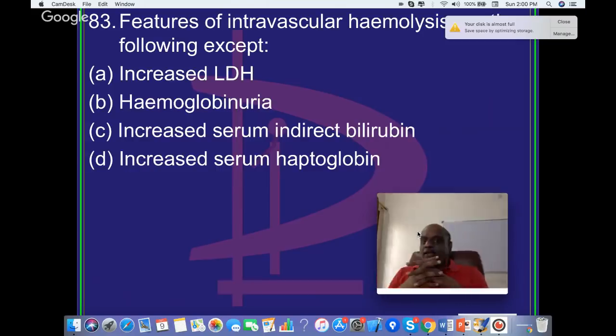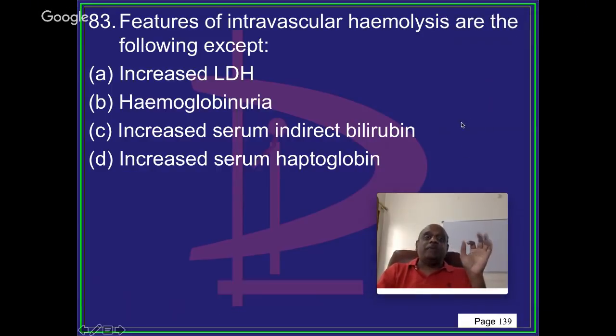Question number 83. If you get this answer wrong, the rocket will miss. Favorite question of the examiner, doctor. General medicine, Dr. Murli, students should not do it wrong. Revati, Zindabad. Decreased serum haptoglobin. That is what you need to remember.